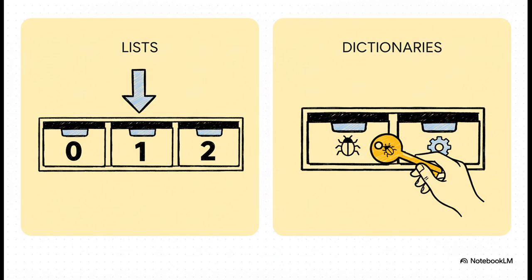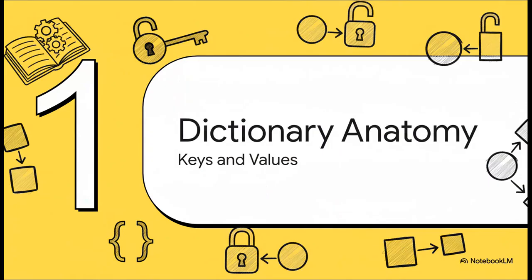With a list, everything is about its position. You have to know the index number, 0, 1, 2, 3. But with a dictionary, forget numbers. You find data by its name. You don't ask for item 0, you ask for bug. It makes your code so much easier to read and understand. So let's break it down.